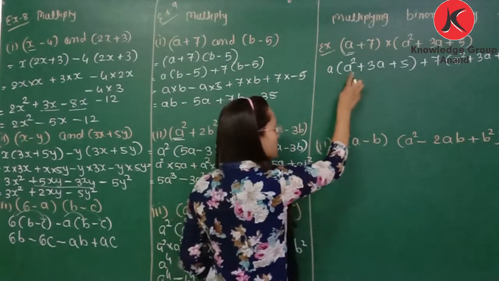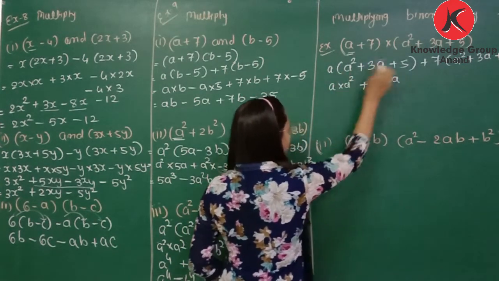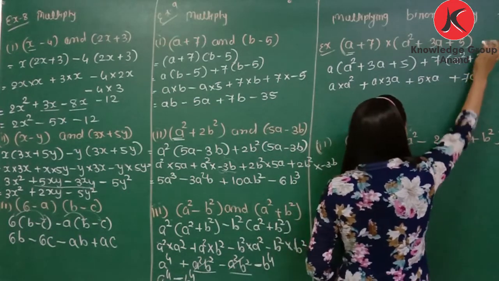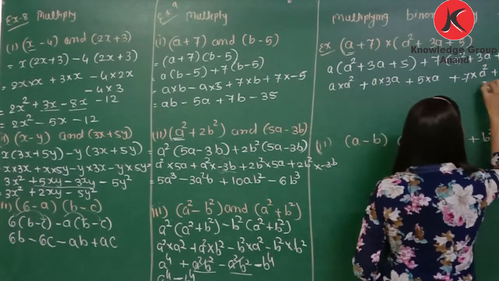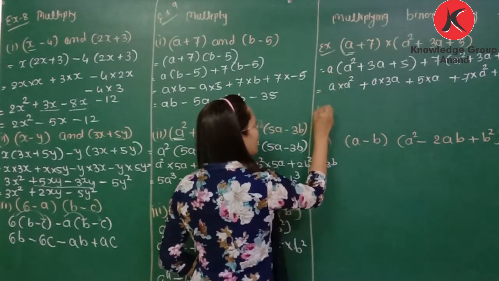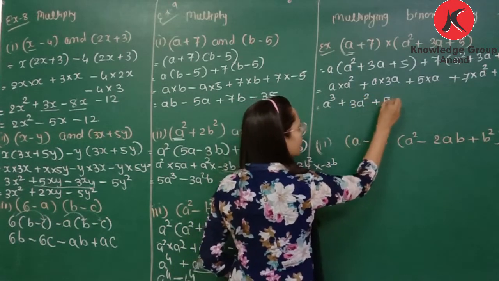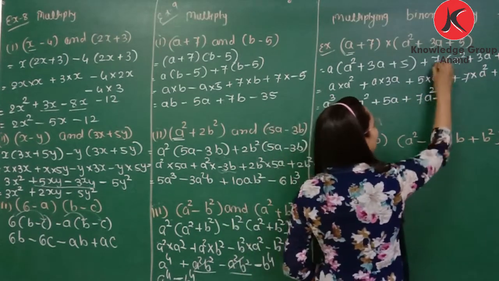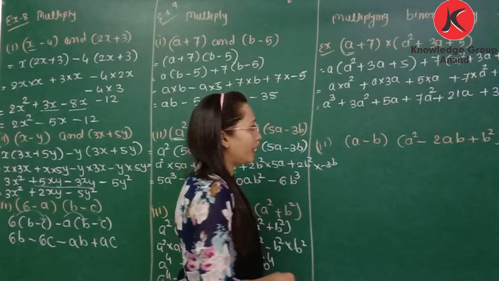Okay. Now here a is multiplied with a square, a is multiplied with 3a and a is multiplied with 5. Now 7 is multiplied with a square, 7 is multiplied with 3a and 7 is multiplied with 5. Okay. Now a multiplied by a square becomes a cube, a multiplied by 3a becomes 3a square, plus 5a plus 7 multiplied by a square becomes 7a square, 7 multiplied by 3a becomes 21a and 7 multiplied with 5 becomes 35.